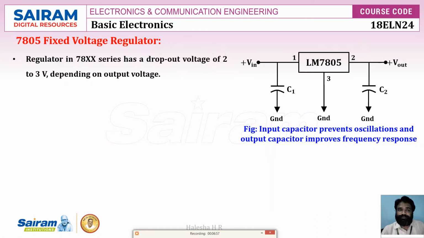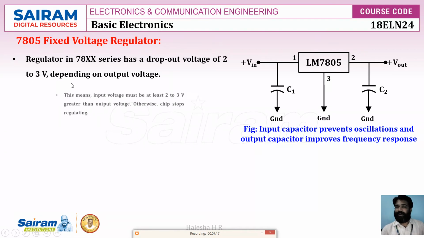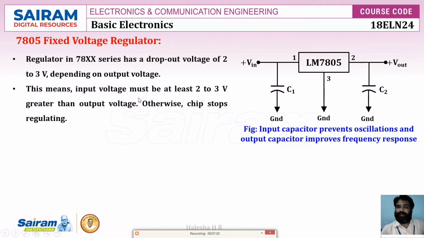Okay. So the regulator 78XX series has a dropout voltage of 2 to 3 volt depending on the output voltage. That means there is a voltage drop within the 78XX series. The drop is 2 to 3 volt depending on the output voltage required. That means to say the input voltage must be at least 2 to 3 volt greater than the output voltage. That means if you want an output voltage of 5 volt, input is supposed to be at least 7 to 8 volt.